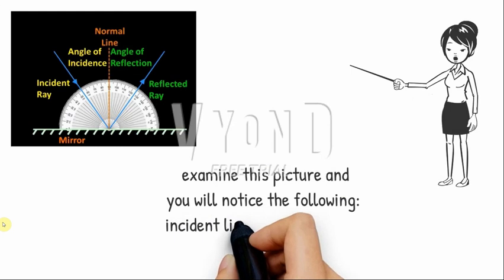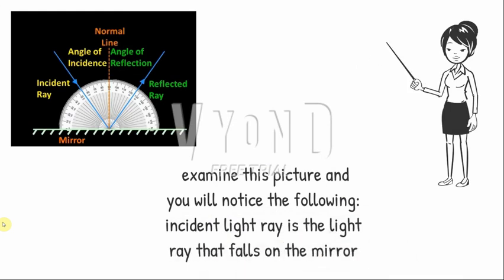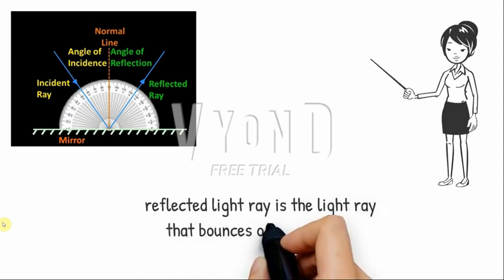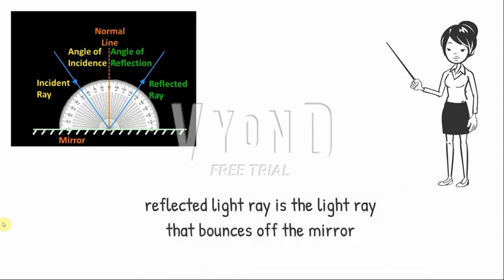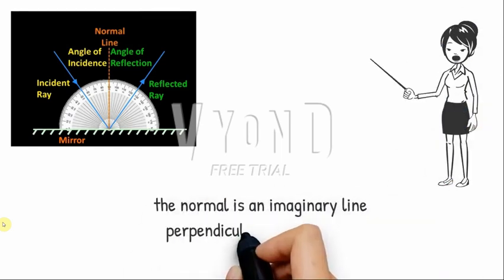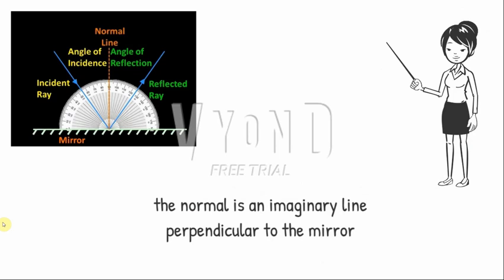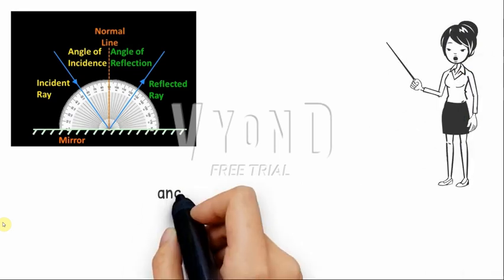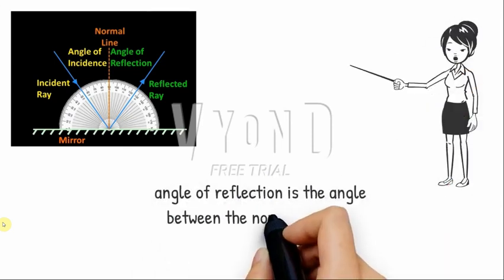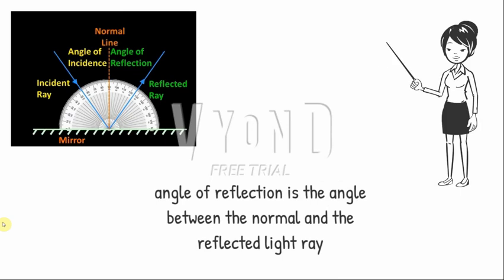Now examine this picture and you will notice the following. The first thing, as we said before, the incident light ray is the light ray that falls on the mirror, any kind of mirror. The reflected light ray is the light ray that bounces off the mirror, also any mirror. The normal is an imaginary line that's perpendicular to the mirror. The angle of incidence is the angle between the normal and the incident light ray. The angle of reflection is the angle between the normal and the reflected light ray.